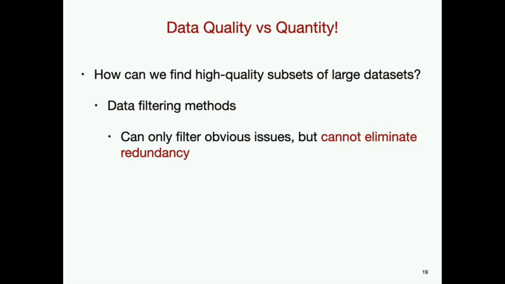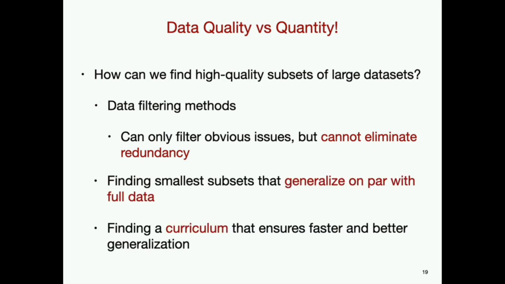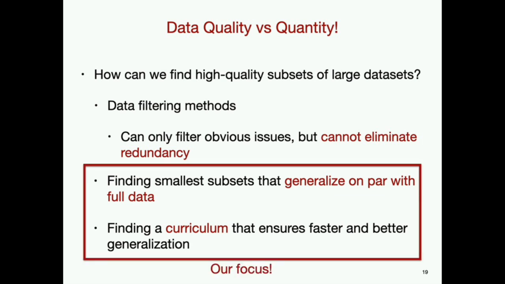Okay, so there is hope. And as I mentioned, there are two ways we do this. Data filtering methods can capture and drop the obvious mistakes, but they usually cannot eliminate redundancies. The second approach is to define an optimization problem. We find smaller subsets such that if we train on them, we get the same or better generalization performance than training on the full big data. And a lot of times, we can also get a curriculum, theoretically, of what is most important to train on at which times during training. Okay, so this is what we want to talk about today.